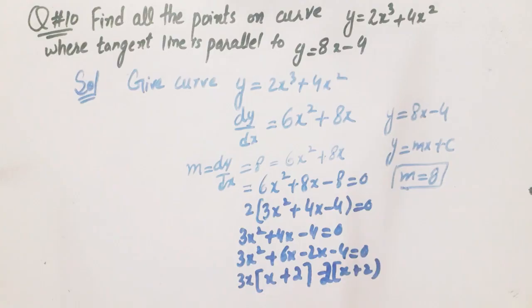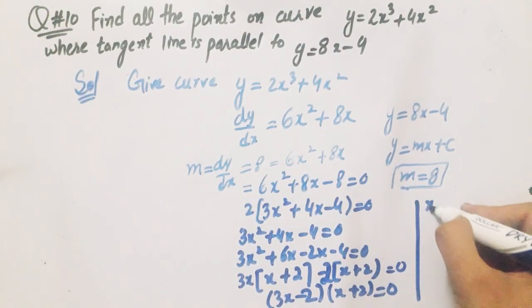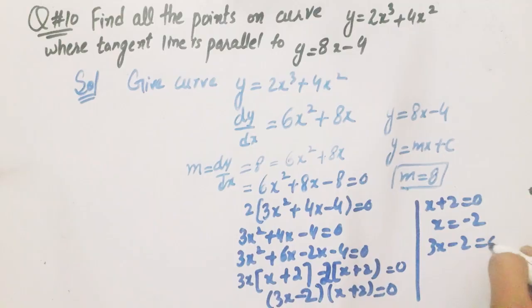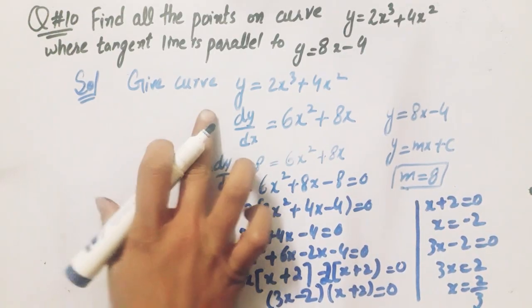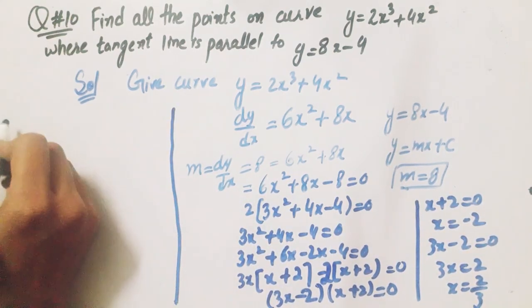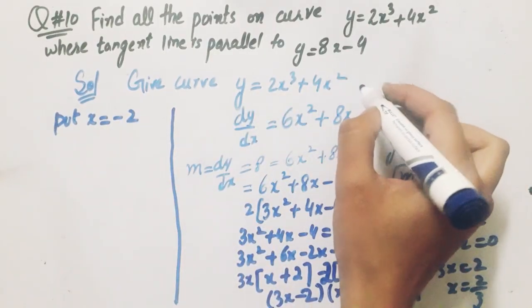So you have 3x minus 2 and x plus 2 both equal to 0. So the value of x will be: x plus 2 is equal to 0, means x is equal to minus 2. Or 3x minus 2 is equal to 0 means 3x is equal to 2 and x is equal to 2 by 3. These are the points. Now we will substitute these values in the value of y. So you will solve this here. Put x is equal to minus 2 in equation 1.